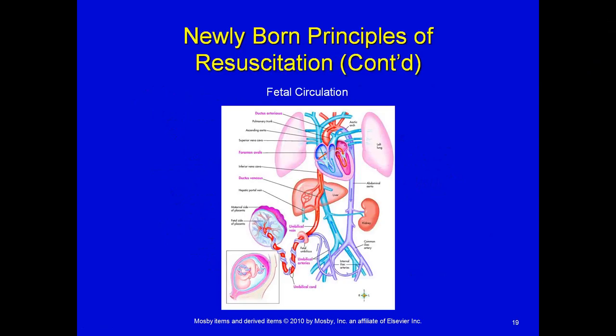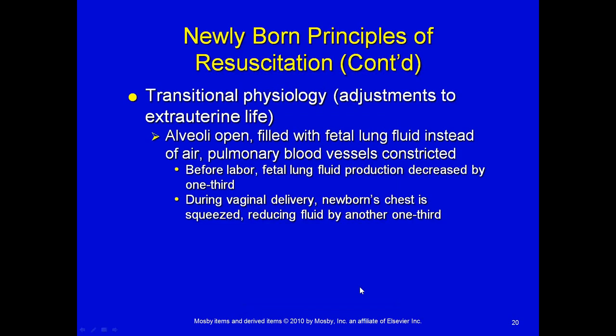So here's an illustration of the fetal circulation, where you've got the normal maternal circulation, and we're all familiar with blood flow to the heart. But then in the developing baby, as I mentioned, 50% of the blood flow comes through the umbilical cord into the placenta, and then the placenta has an umbilical cord that comes off it and feeds the developing baby.